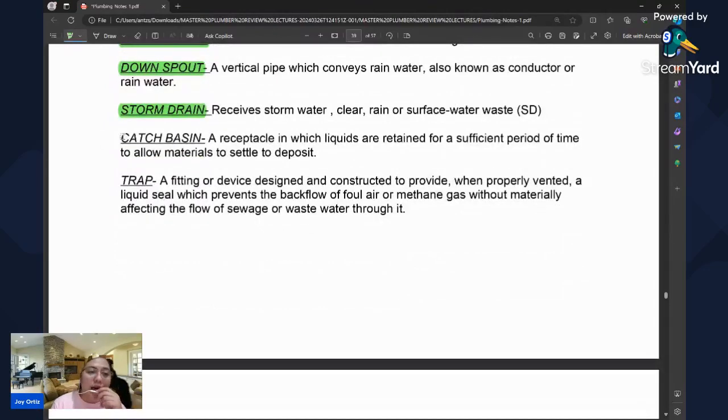We have also the catch basin. It's a receptacle in which liquids are retained for a sufficient period of time to allow material to settle to this deposit. And we have also the trap. A trap is a fitting or device designed and constructed to provide, when properly vented, a liquid seal which prevents the backflow of foul air or methane gas without materially affecting the flow of sewage or wastewater through it. So, trap po ang tawag doon.